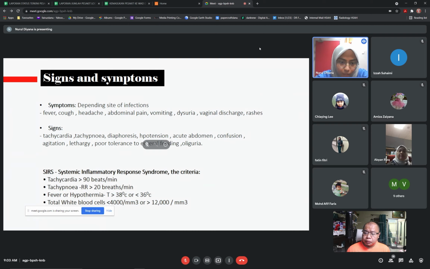Then systemic inflammatory response syndrome, known as SIRS, is a clinical diagnosis associated with infection. The criteria consist of tachycardia, which is heart rate more than 90 beats per minute, tachypnea, respiratory rate more than 20 breaths per minute, fever or hypothermia when the temperature is less than 36 degrees Celsius or more than 38 degrees Celsius, and also total white blood cell less than 4,000 or more than 12,000.